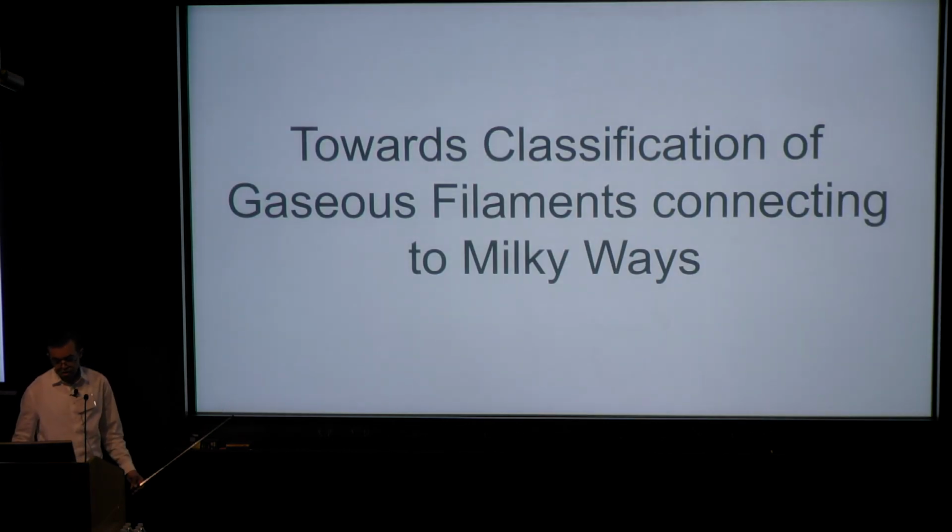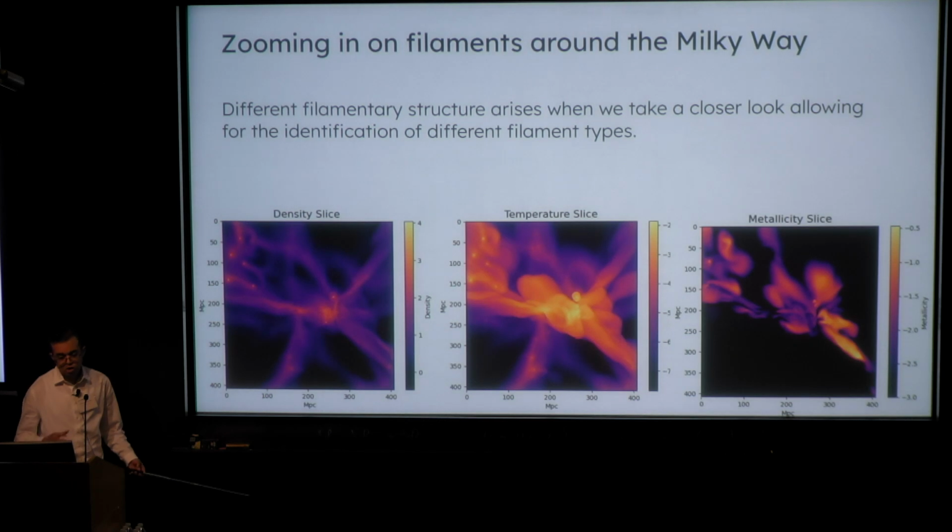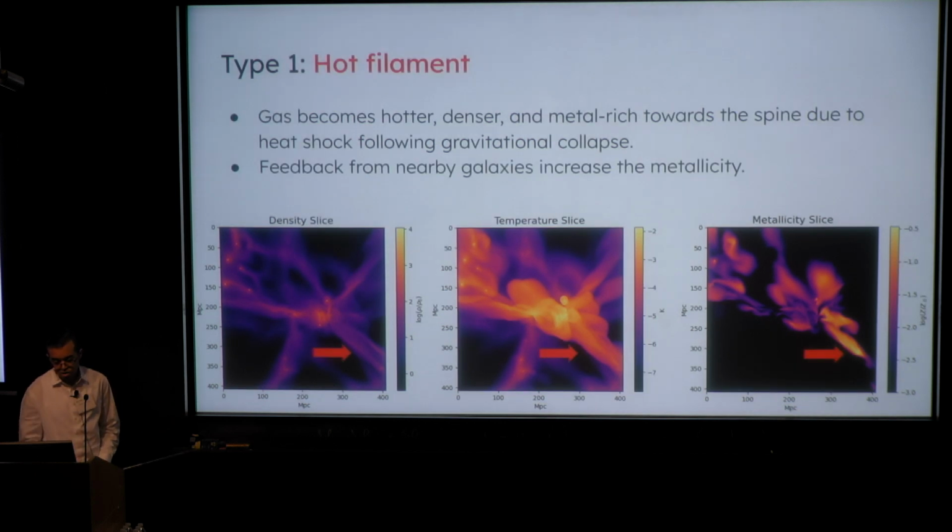Now let's try to classify these filaments. Instead of looking at the entire volume, let's take a look at smaller regions. We zoomed in on structures, and here you see density, temperature, and metallicity as before. But once we zoom in on these structures, we see that different kinds of filaments arise.